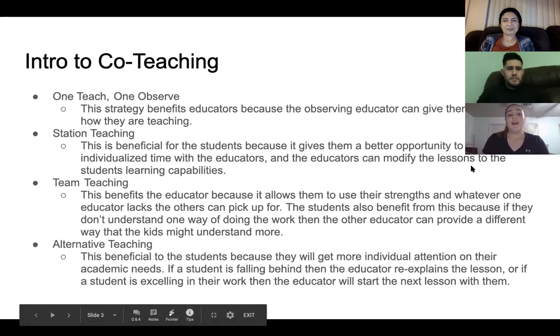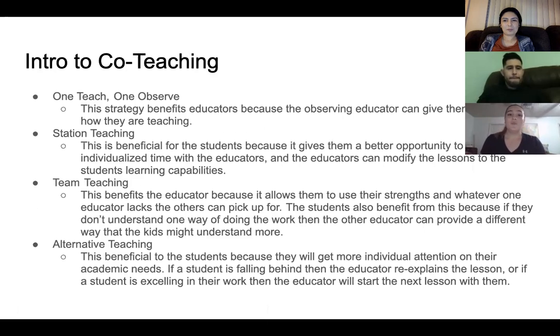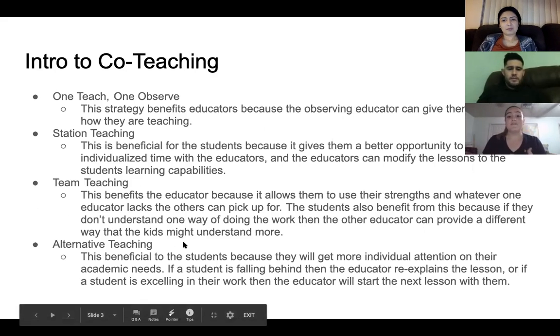The third one is One Teach, One Observe. This strategy benefits educators because the observing educator can give advice or notes to the main educator on how they are teaching. Station teaching is beneficial for students because it gives them a better opportunity to have individualized time with the educators, and the educators can modify the material to the students' learning capabilities.